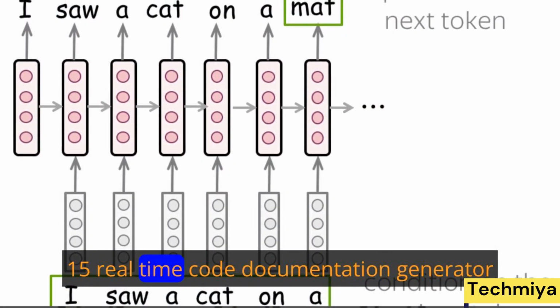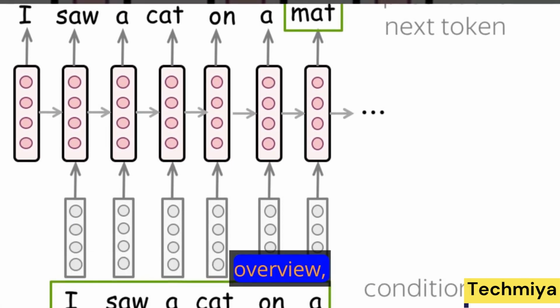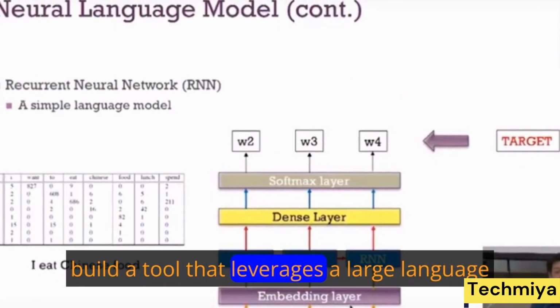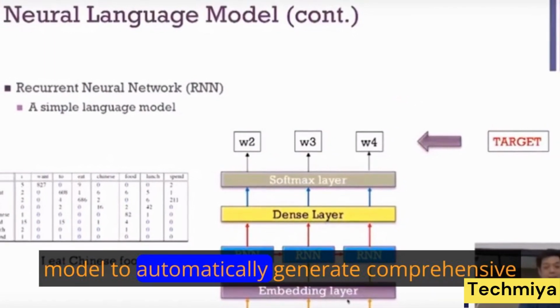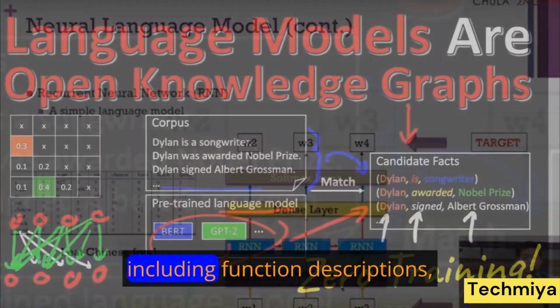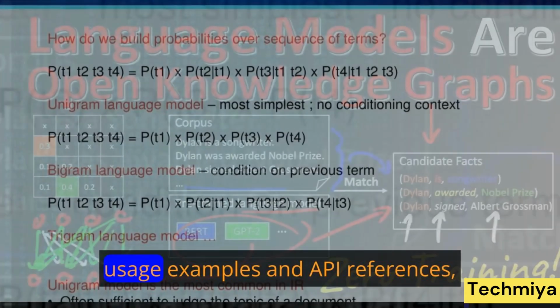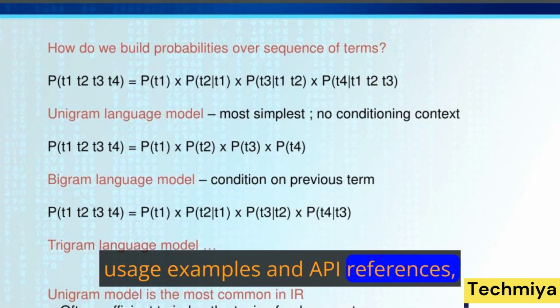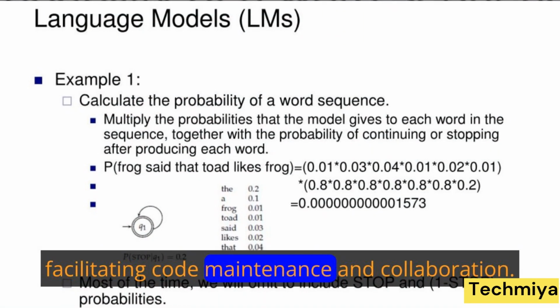15. Real-time code documentation generator. Overview. Build a tool that leverages a large language model to automatically generate comprehensive documentation for code repositories, including function descriptions, usage examples, and API references, facilitating code maintenance and collaboration.